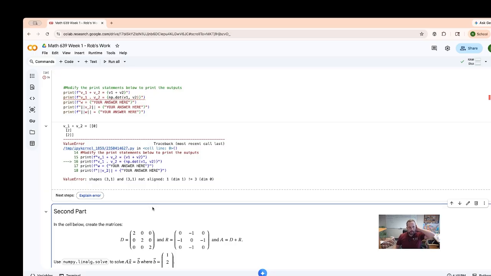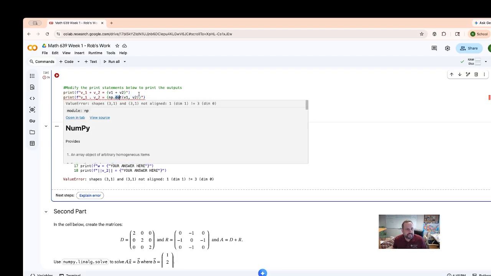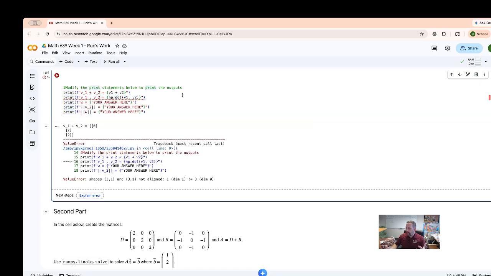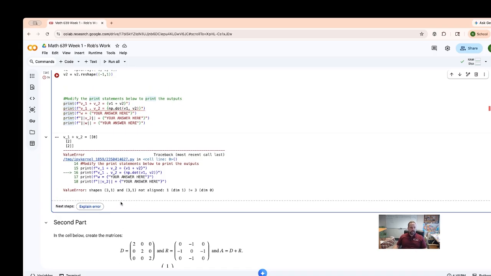Here's the issue with this. We give it two shapes, 3 by 1 and 3 by 1, and it's trying to interpret what we want. But remember, this dot product is like matrix multiplication, and matrix multiplication is only defined if the inner dimensions are equal to each other. So what we want to do here is the following.